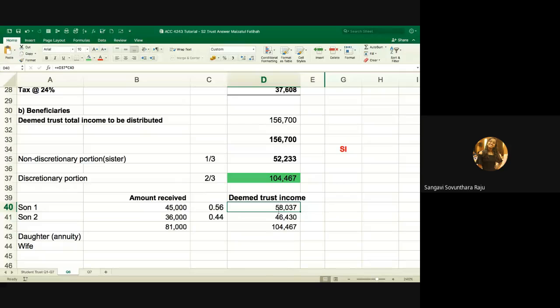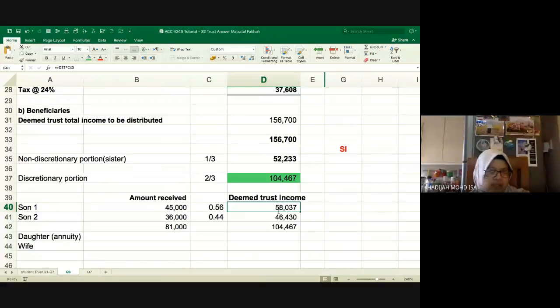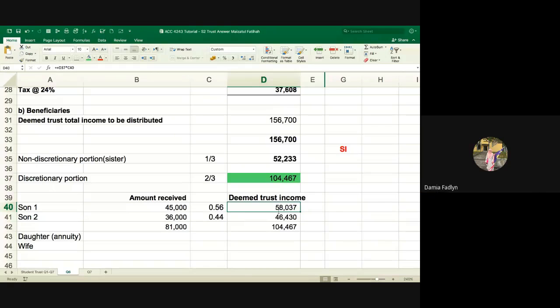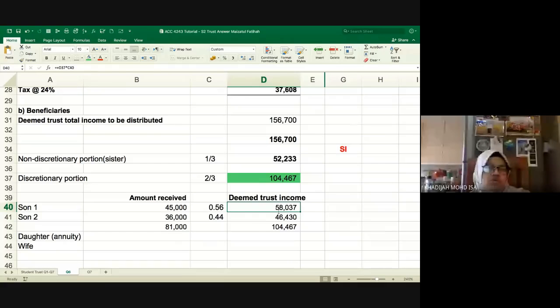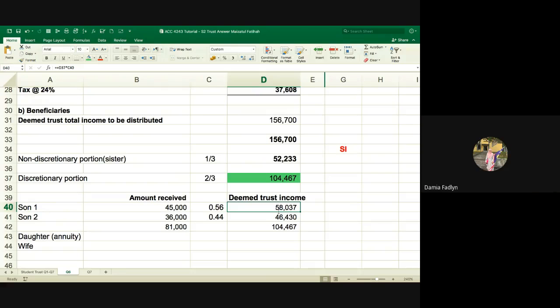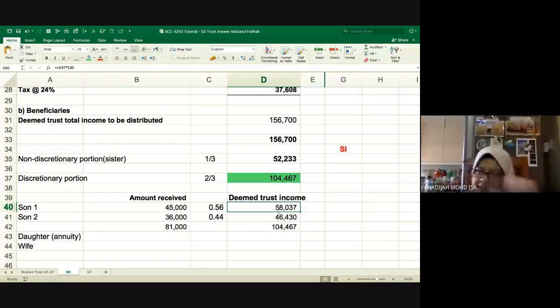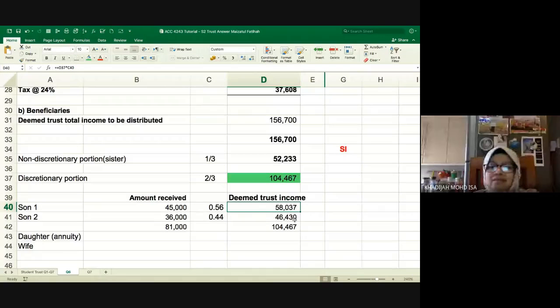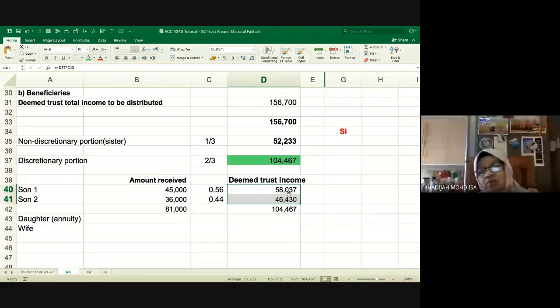If you multiply 0.56 with 104,467, I get 58,501. That's the difference. But say I'm a student using a calculator, I get 45 over 81 times 104,467, and I will get 58,037. It doesn't matter, never mind. As long as it is correct. So the totality here must be 104,467, right? It must. How can it not be the same?